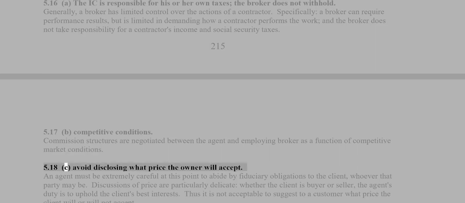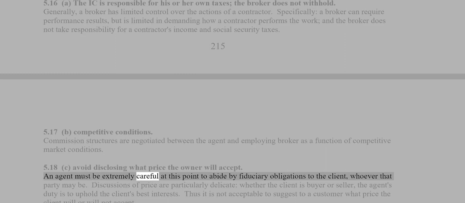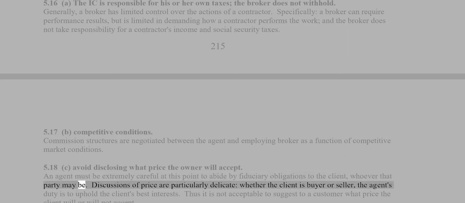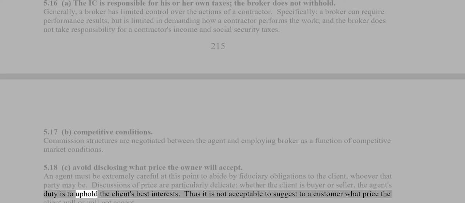5.18 c. Avoid disclosing what price the owner will accept. An agent must be extremely careful at this point to abide by fiduciary obligations to the client, whoever that party may be. Discussions of price are particularly delicate. Whether the client is buyer or seller, the agent's duty is to uphold the client's best interests. Thus, it is not acceptable to suggest to a customer what price the client will or will not accept.